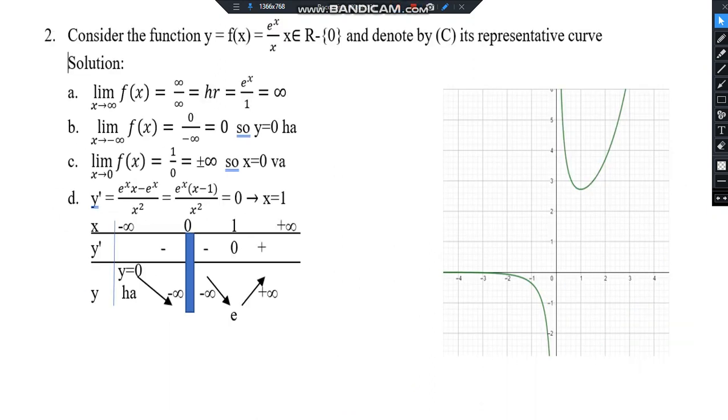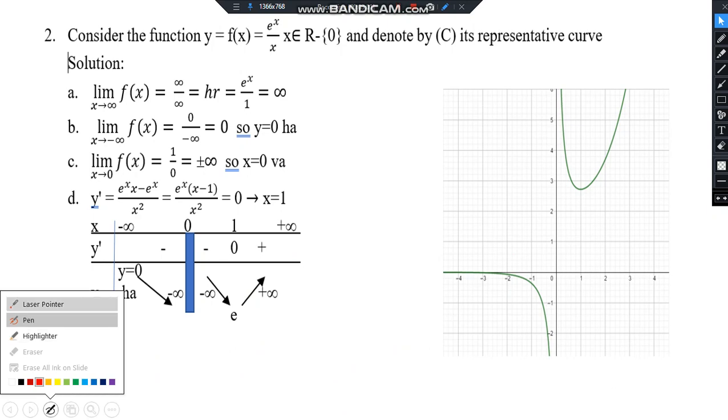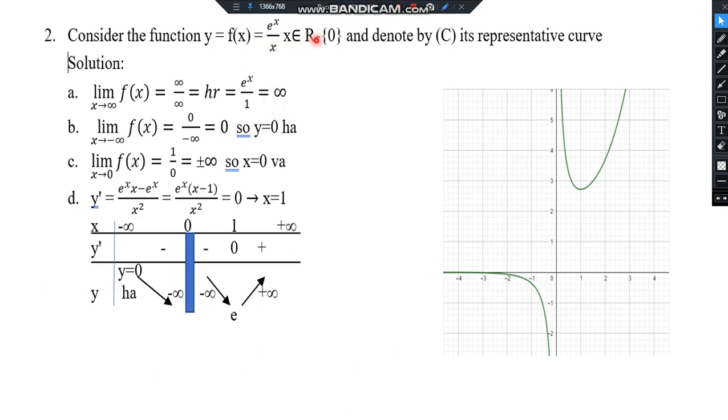Now we want to graph f of x equals e power x over x. You cannot have x down equal to 0 because it will be a vertical asymptote. So the domain is R minus 0. So we start by doing the limit at infinity of infinity over infinity. So Hospital's rule. Derivative of e power x is e power x. Derivative of x is 1. It's infinity. At minus infinity, e power minus infinity is 0. 0 over minus infinity is 0.